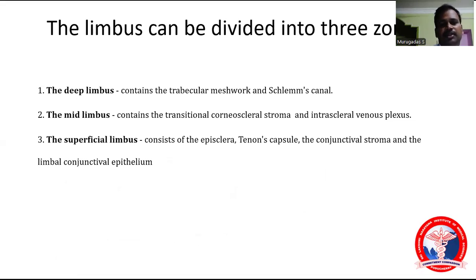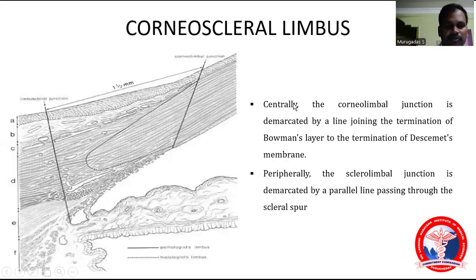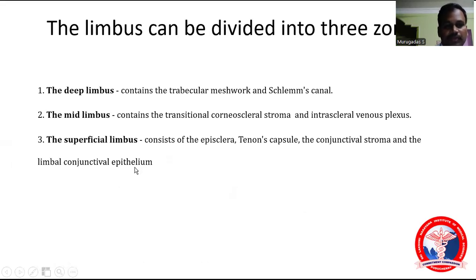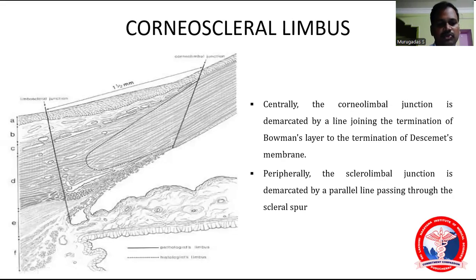The limbus can be divided into three zones. From anterior to posterior, the deep limbus contains the trabecular meshwork, as we saw in the previous picture. That is, the deep zone contains the trabecular meshwork and Schlemm's canal. This is the Schlemm's canal, and this is the trabecular meshwork.